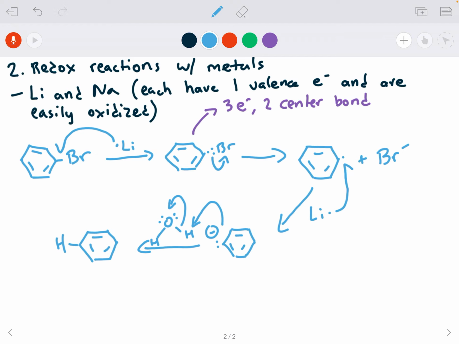Like I said, there's countless other ones, many of them very complicated. But this one introduces a metal that's commonly used with lithium, and then also a 3-electron 2-center bond, which is something you may not have seen before.